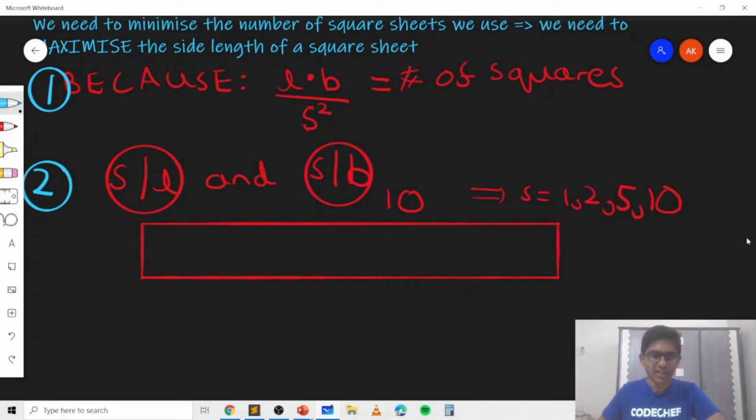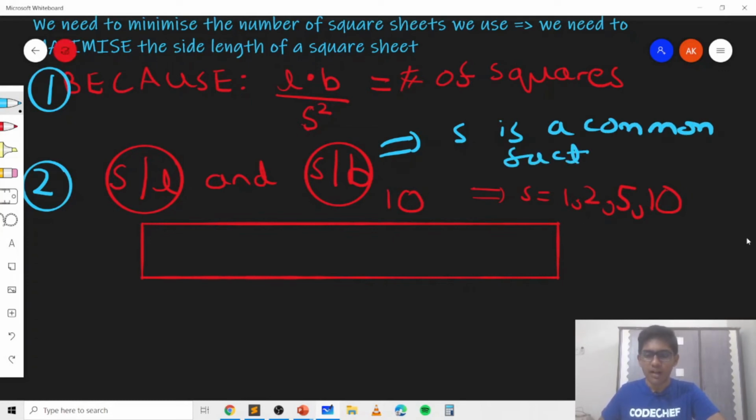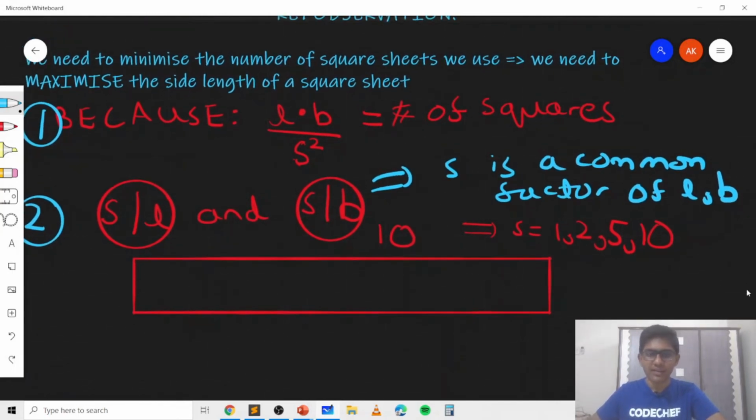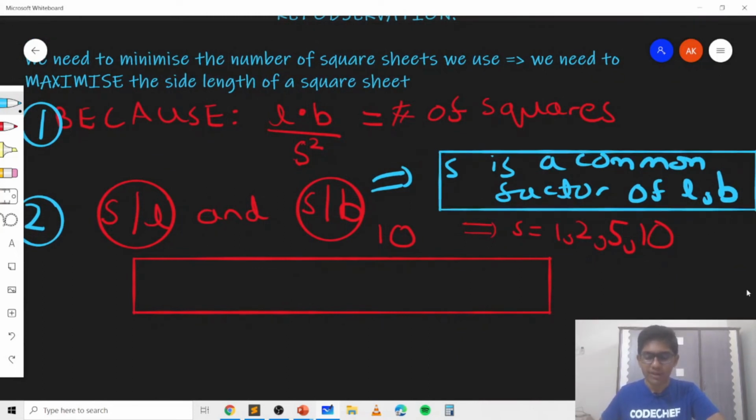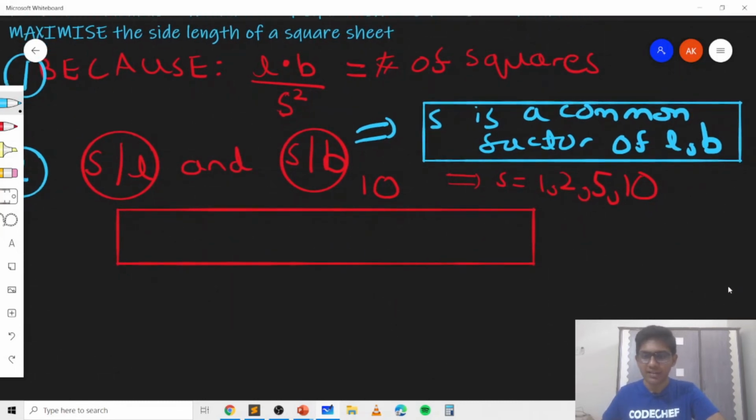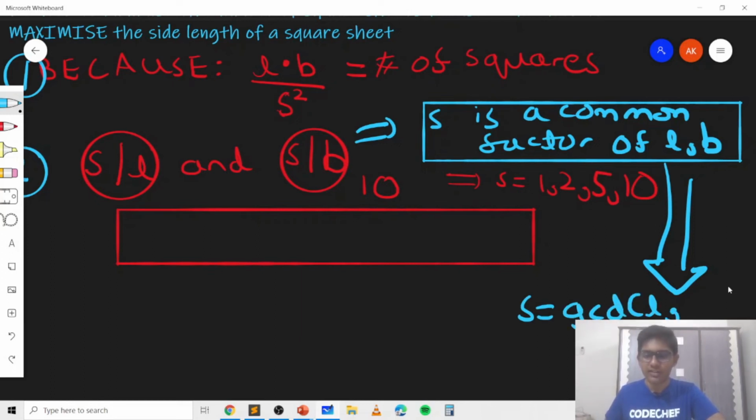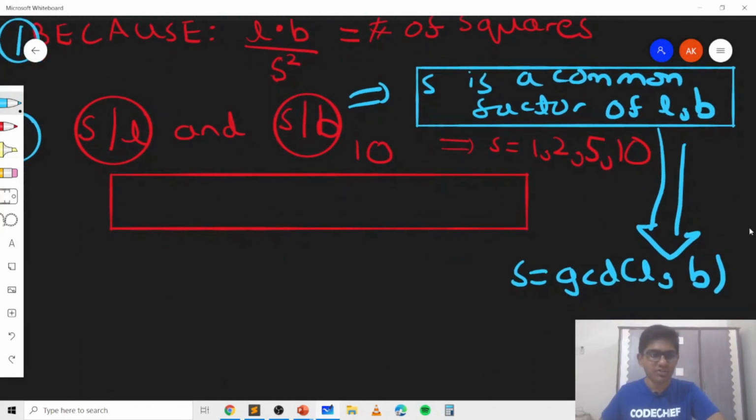So this means that s is a common factor of L and B both, and since we want to maximize the side length, s should be the greatest common factor or the greatest common divisor of L and B both. So s is the GCD of L and B. You should pause the video and think about all the steps so far if you didn't get it fully. And then the final answer is very simple.